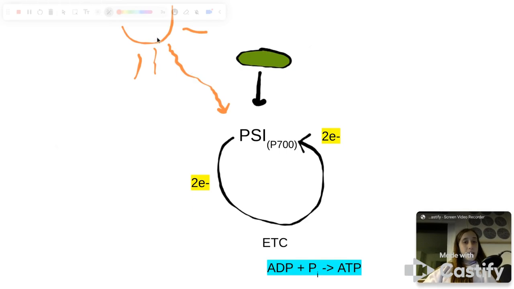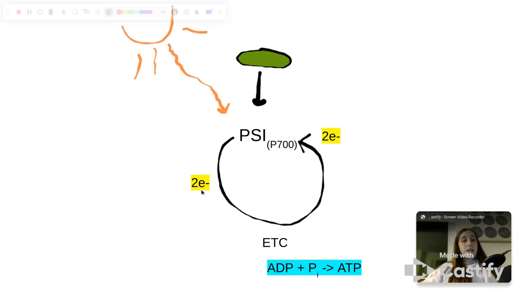So what happens is, just like in non-cyclic, the light energy from the sun comes, it hits our photosystem 1, and our two electrons quantum leap from photosystem 1. These two electrons come here and go into our ETC. And just like last time, when the two electrons go into the ETC, the energy is utilized by ATP synthase to attach the inorganic phosphate to the ADP and form an ATP for every two electrons that pass.